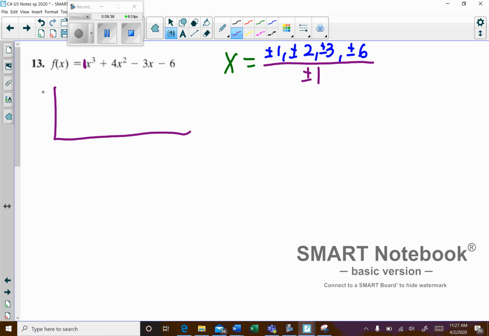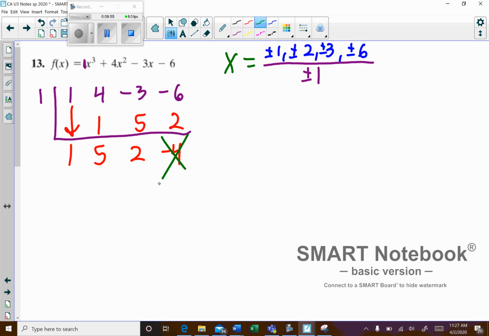So let's see how that works for us. So let's see. Drop the 1. And unfortunately, the remainder is not 0, so we got to try something different. So let's try -1.